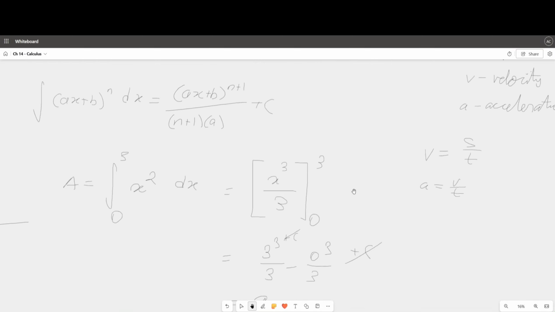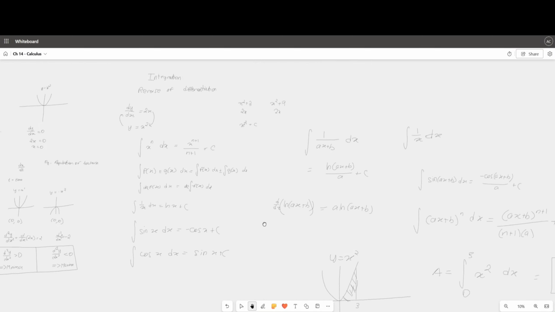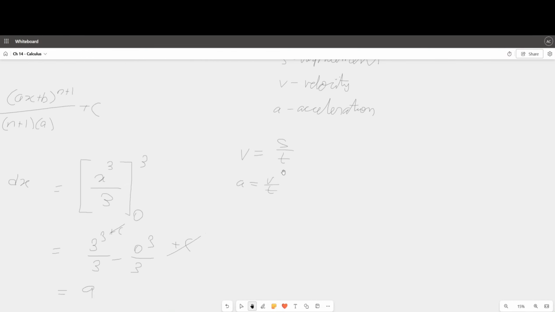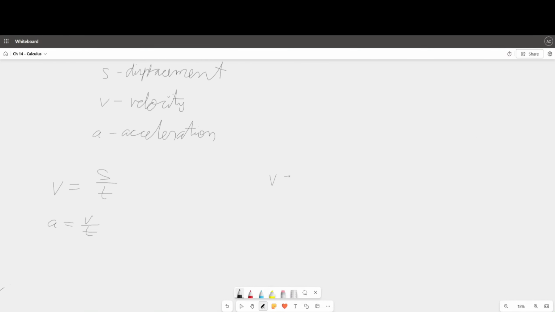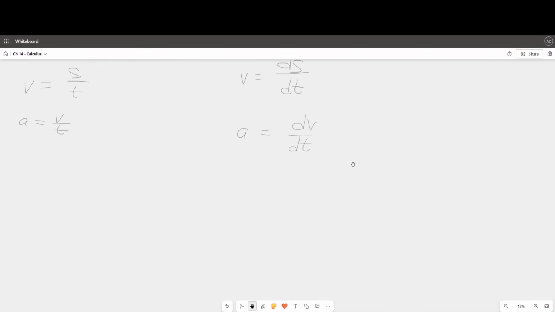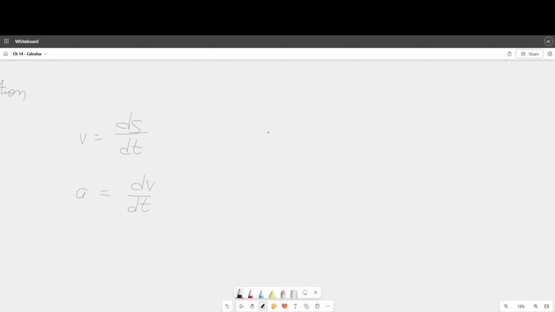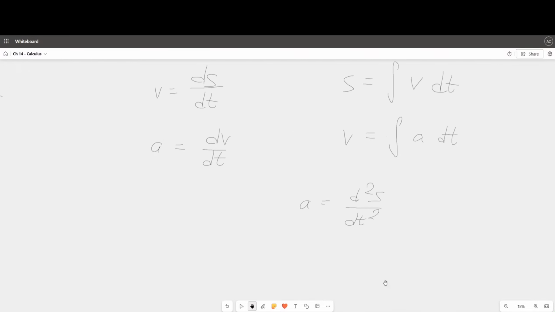If you remember, we discussed dx by dt in differentiation, right? Well, this is actually similar. What is the value of velocity? It's the derivative of displacement with respect to time, or the rate of change of displacement. Similarly, acceleration will be the rate of change of velocity, or the derivative of velocity with respect to time. And then we can also integrate. So S is the integral of v with respect to t, and v is the integral of a with respect to t. And then we also have a is d squared s by dt squared. That is also another thing that you should know.